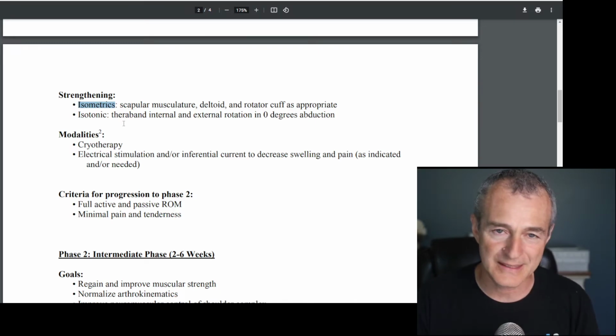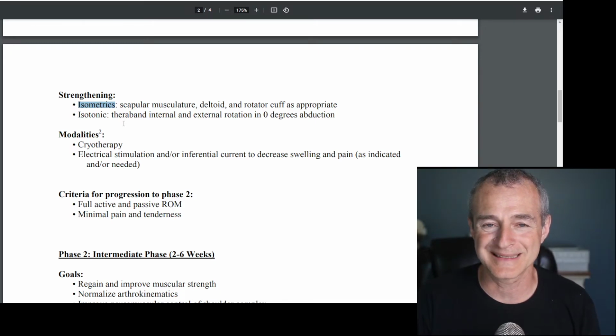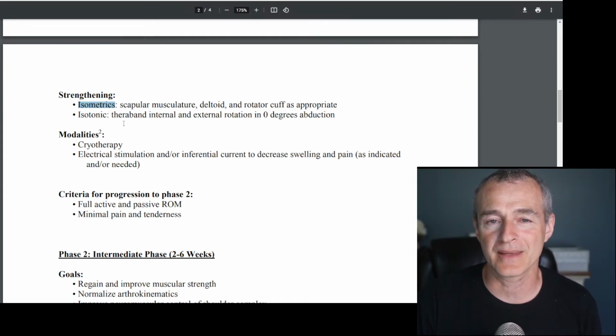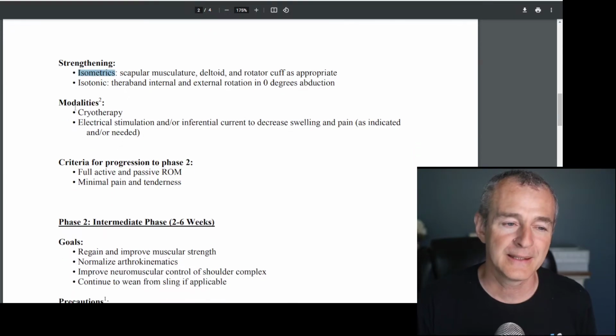But in all of these cases, these exercises are intended to be pain-free through the entire range of motion. If you're experiencing pain, talk to your physical therapist because you're probably not ready for that particular strengthening exercise.